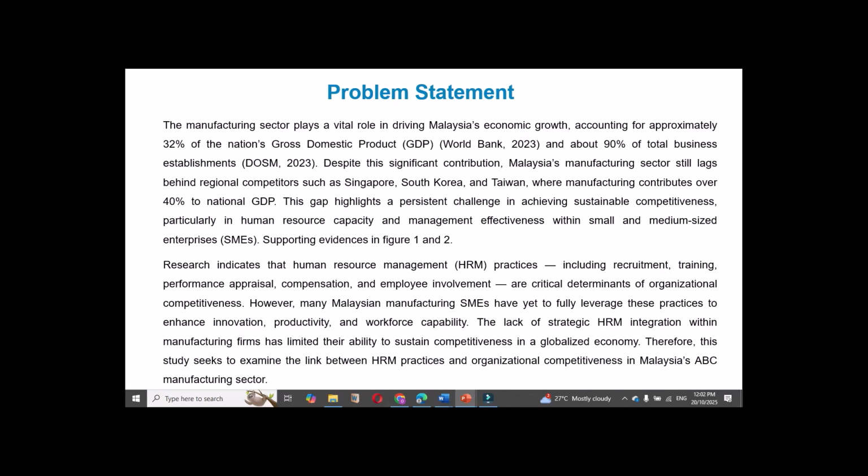Don't forget, our title is "Examining." That's why I have to use that, so that it can balance together with our title. Examine the link between HRM practices and organizational competitiveness in Malaysia's ABC manufacturing sector. You don't need to use ABC for your own; you can just supply the SMEs there instead of ABC.